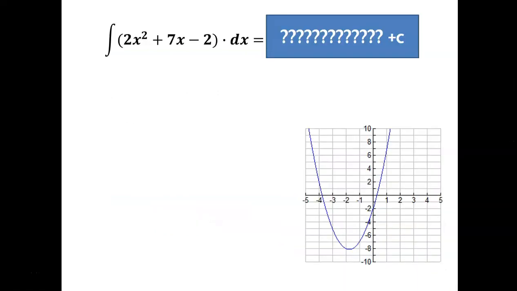Good morning, everybody. Okay, so I want to quickly go over with you part of the fundamental theorem of calculus. So we already know how to do what we call an indefinite integral, and that's what you're looking at here. So we want the integral of this function right here. That's 2x squared plus 7x minus 2.